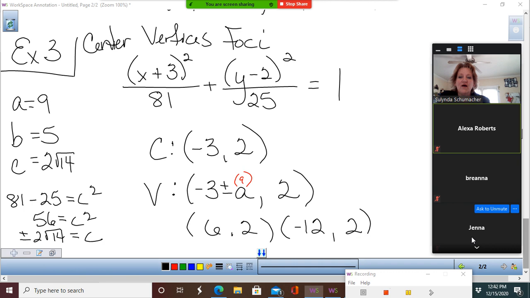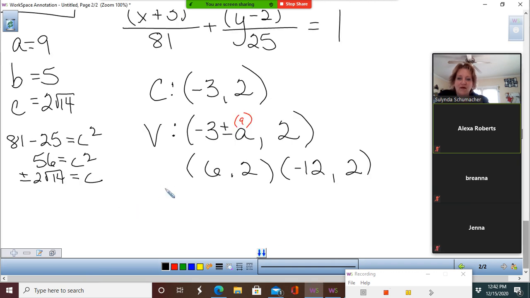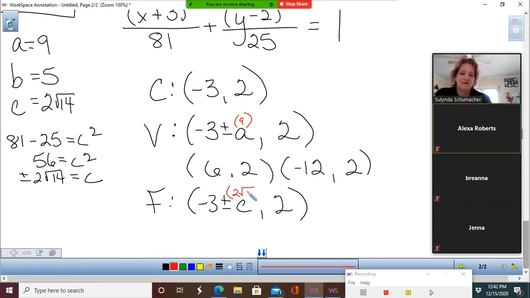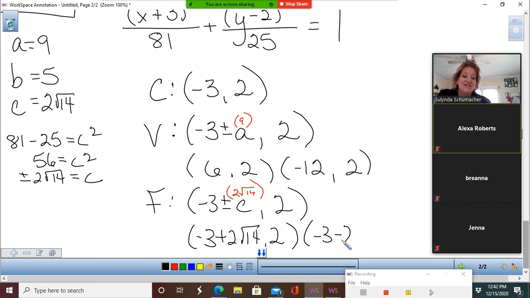My foci, remember, are my H value plus and minus C, and 2. C in this case is 2 root 14. So my foci are −3 plus 2 root 14, comma 2, and −3 minus 2 root 14, and 2.